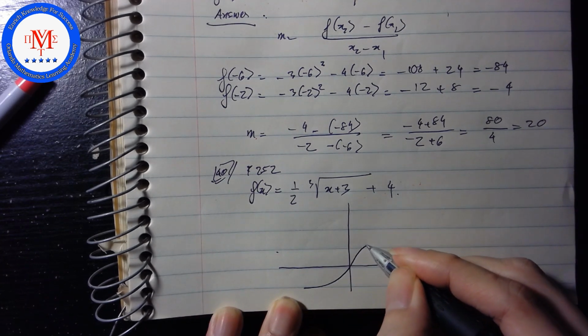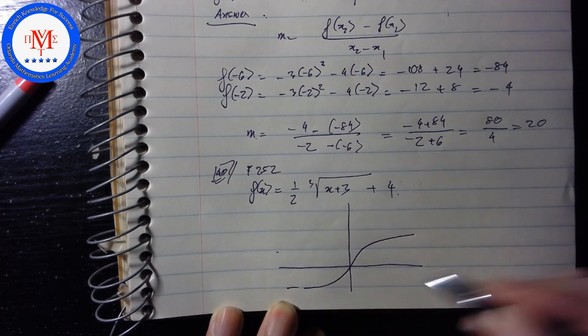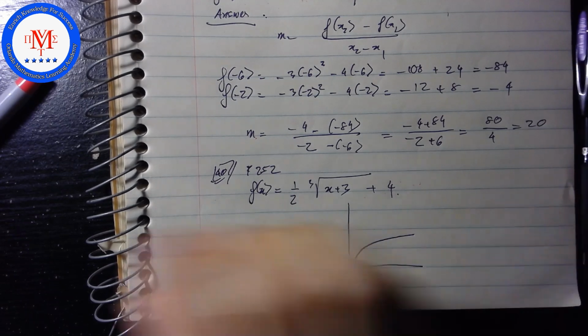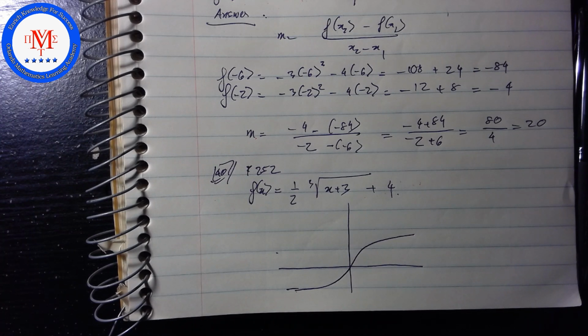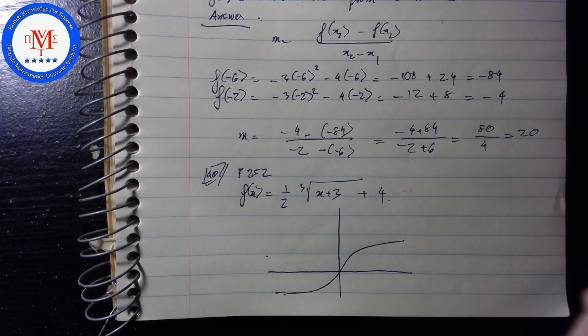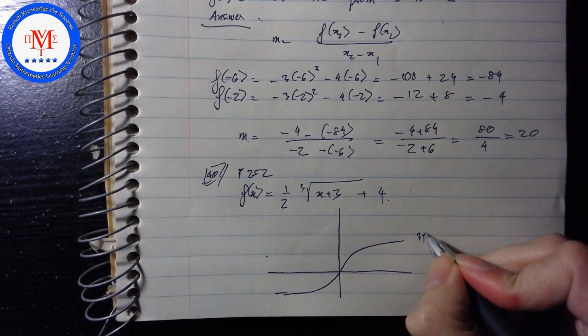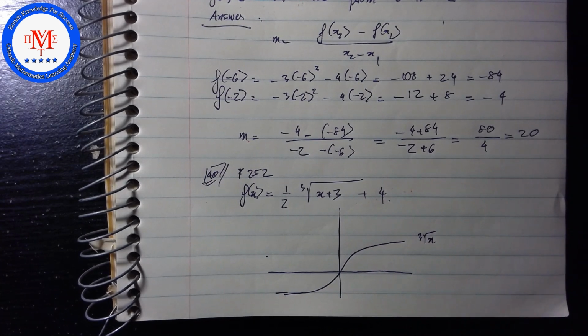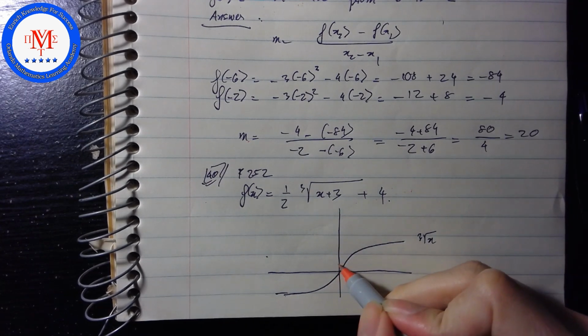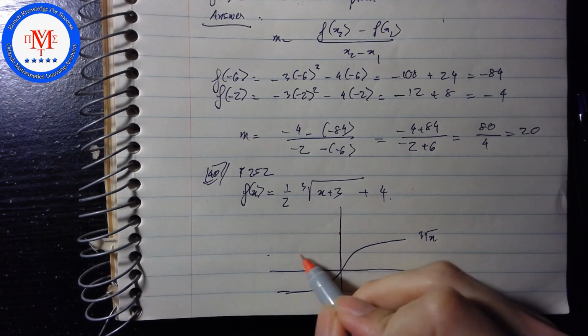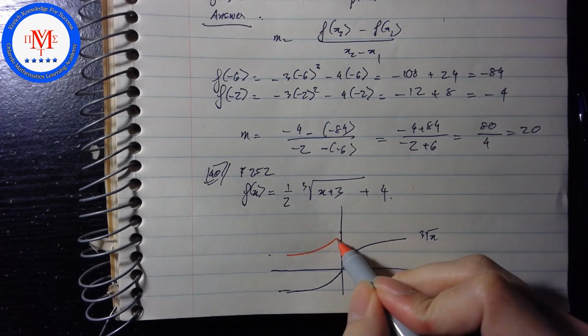So this is cube root of x, and we want to move up 4 units. Okay, we want to move up 4 units, so it becomes like this, because I add 4 to the whole function.